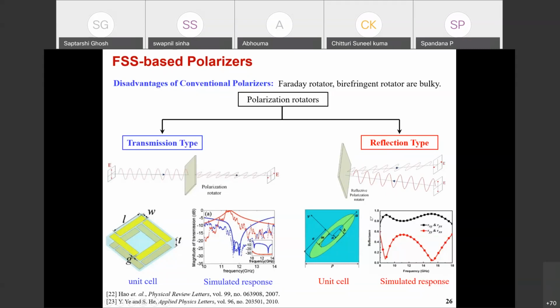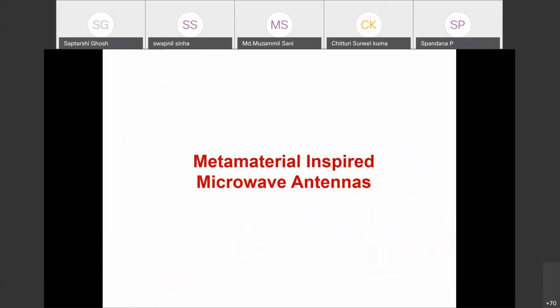So let's consider this type of geometry. Here the electric field is incident in the x direction or y direction, it doesn't matter. The wave will be reflected back with the cross polarization. So if you see from this graph, whether it is coming in the YY direction or the XX direction, the co-polarization response will be very, very small. Whereas if the wave is incident in the X direction and reflected in the Y direction, this response will be very high, or vice versa. So these types of things you can find in metamaterial-based or FSS-based polarizers.